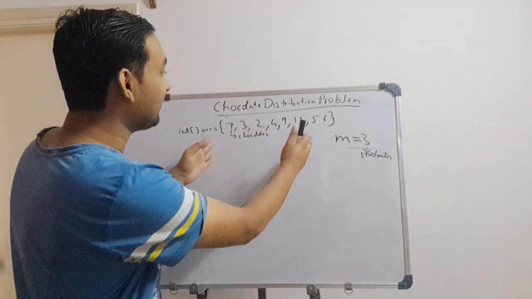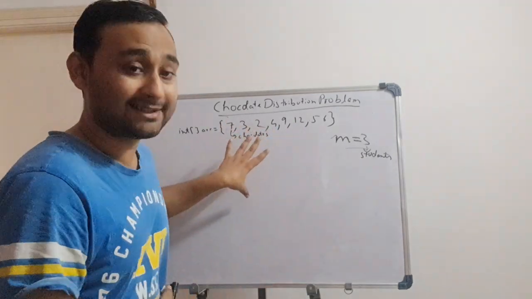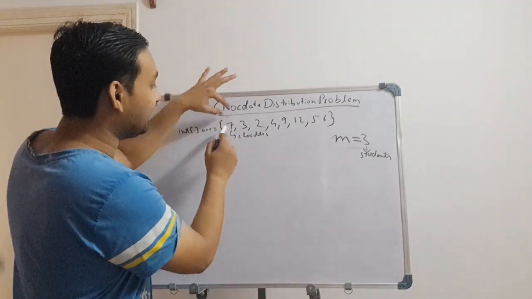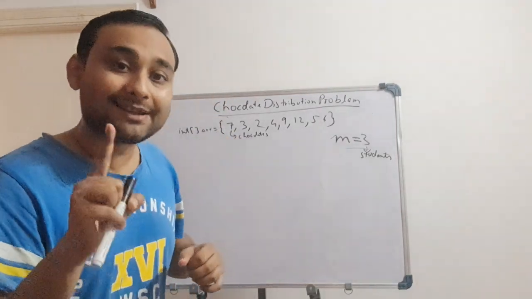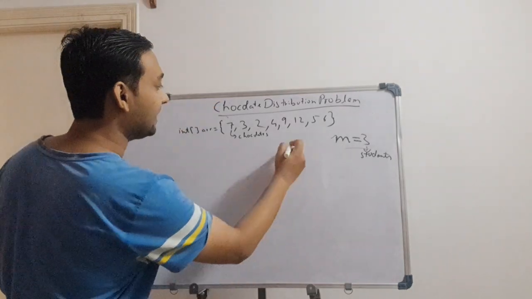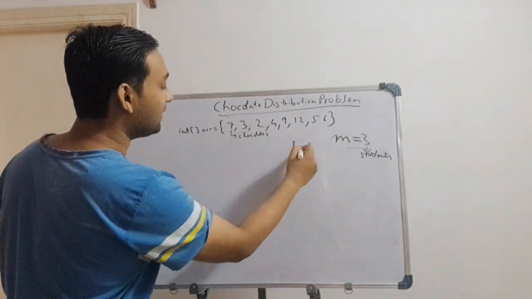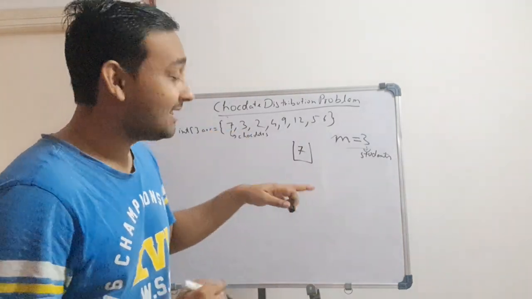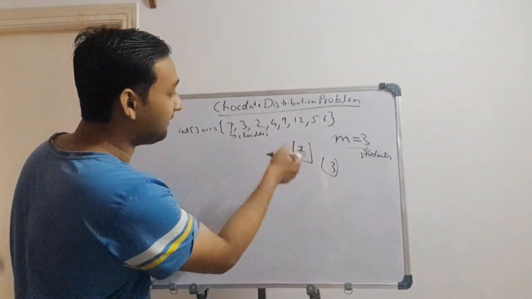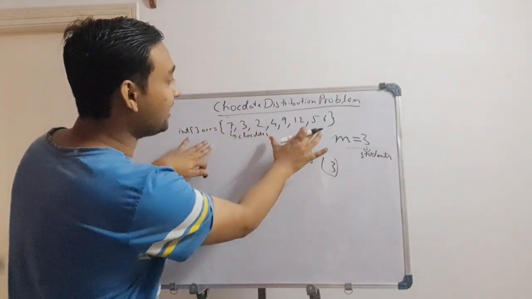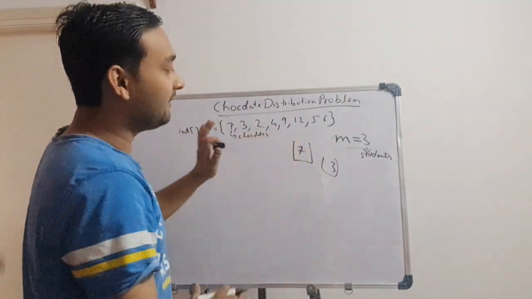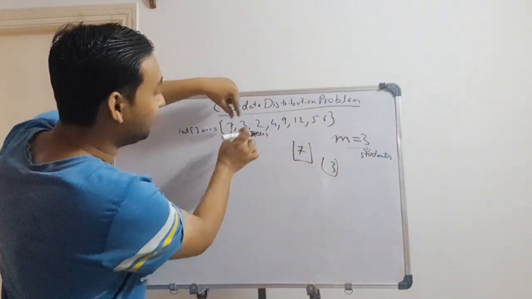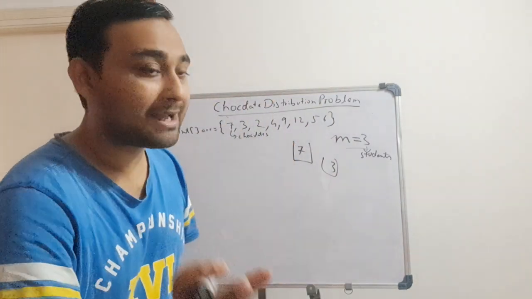There is a specific array which contains the chocolates. These are the chocolates in a particular packet. So this 7 means in one packet 7 chocolates will be there. And 3 means in another packet 3 chocolates are present. Like that it will keep on increasing: 7, 3, 2, 4, 9, 12, 5, 6. These are the array. That means there are separate packets containing these many chocolates.